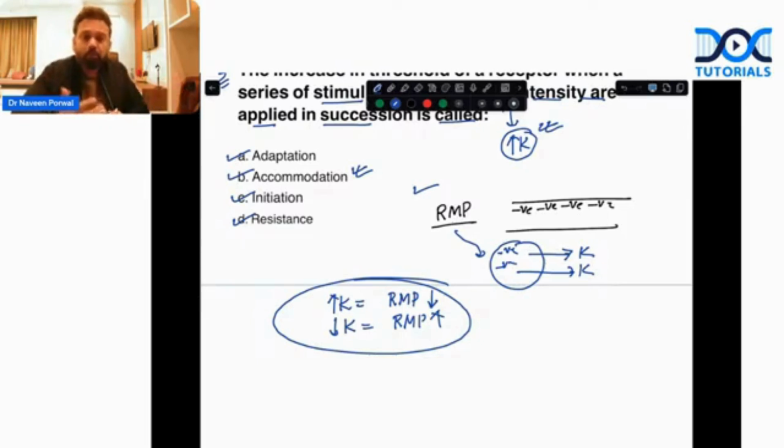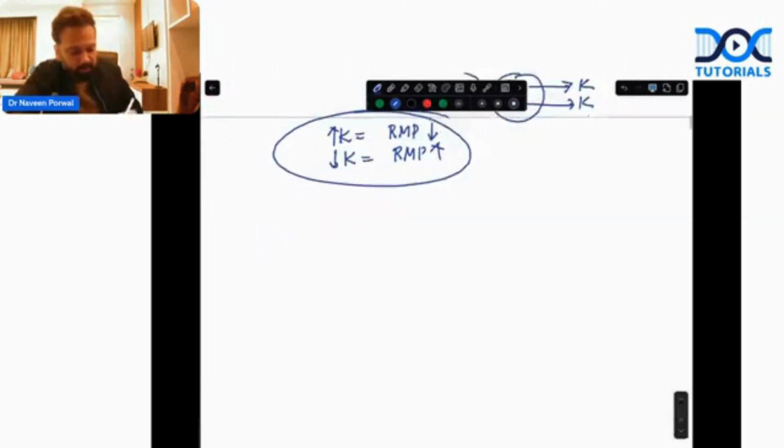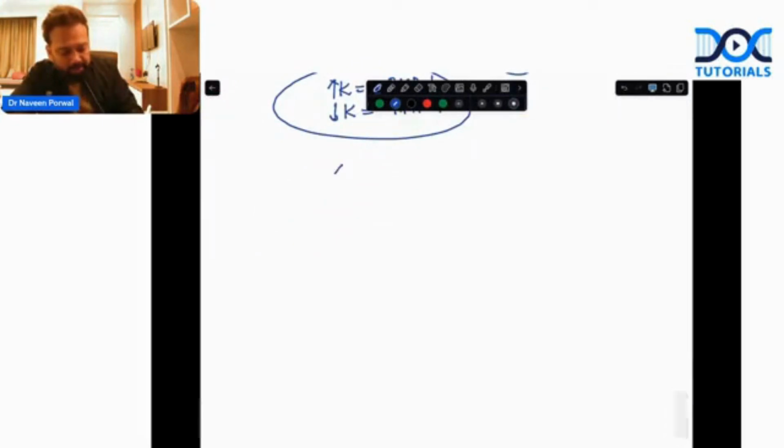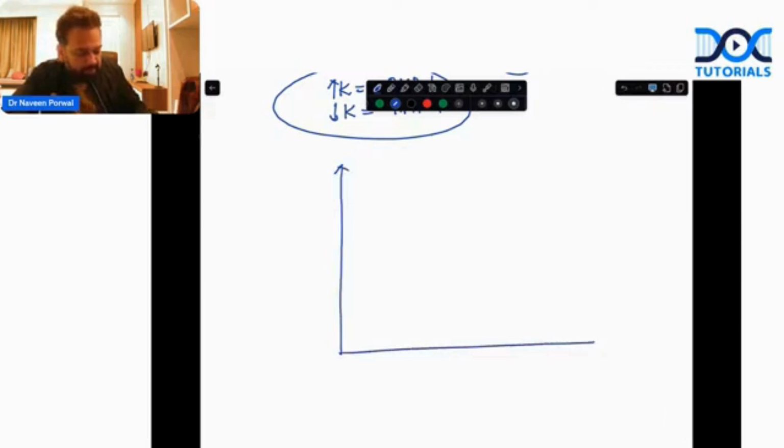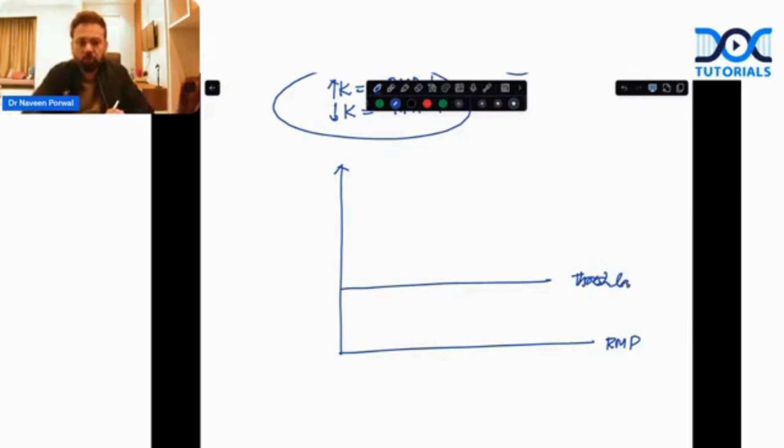Now, why am I telling you adaptation or accommodation? The answer for this question is accommodation. But what is accommodation? And it is due to what? Hyperkalemia. So let me draw a simple diagram. You must know every cell has an RMP and every cell has a threshold. So what will happen to RMP and what will happen to threshold?